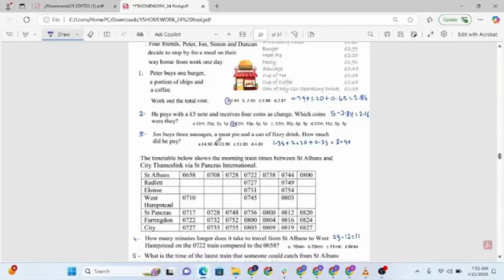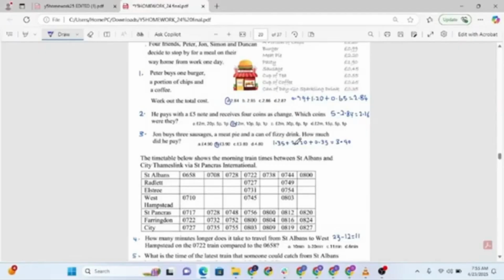Explanation. The cost of 1 sausage is 45 pence. 3 sausages cost £1.35. The cost of 1 meat pie is £2.20. The cost of 1 can of fizzy drink is 35 pence. Now add them up.